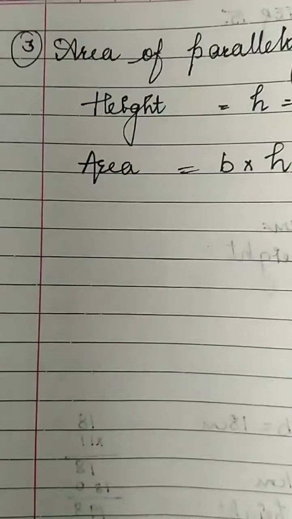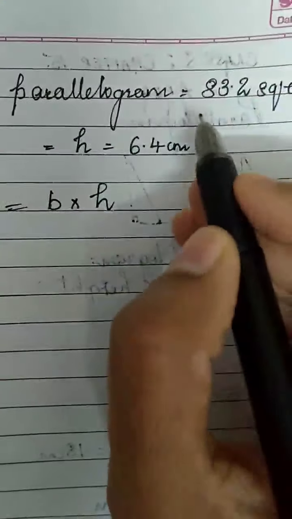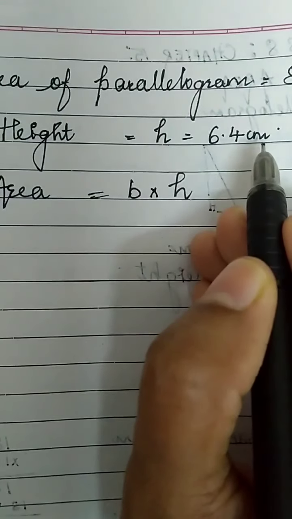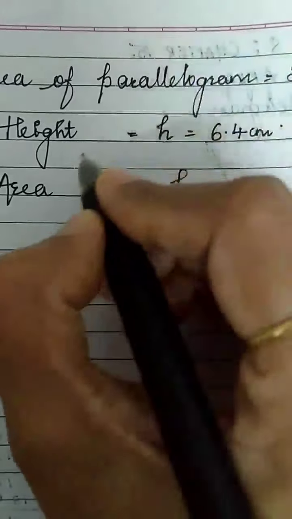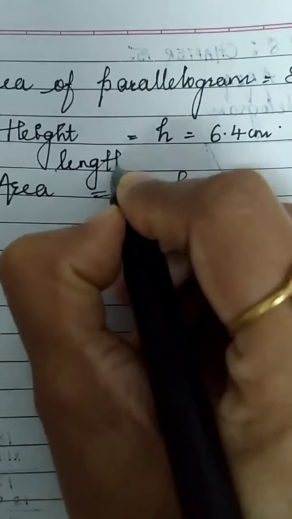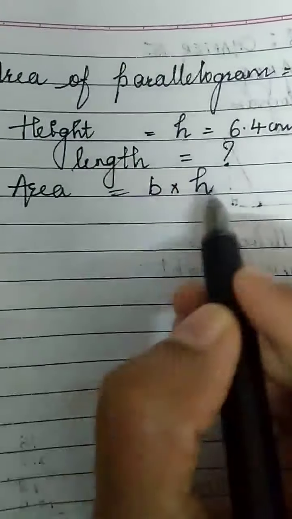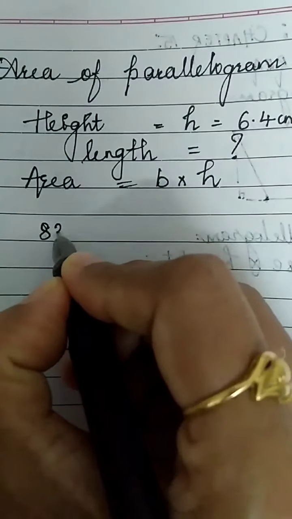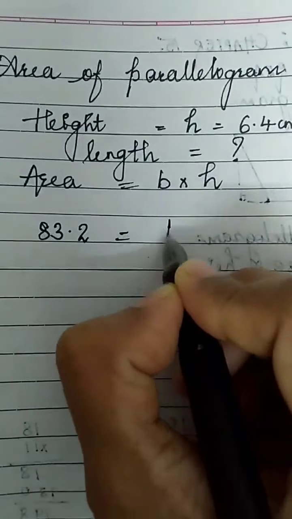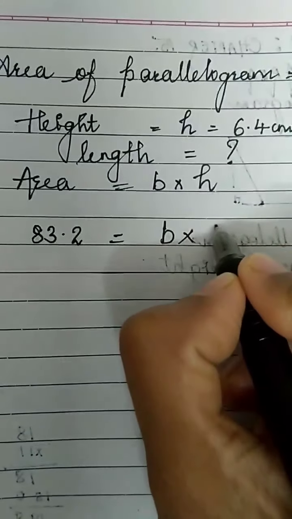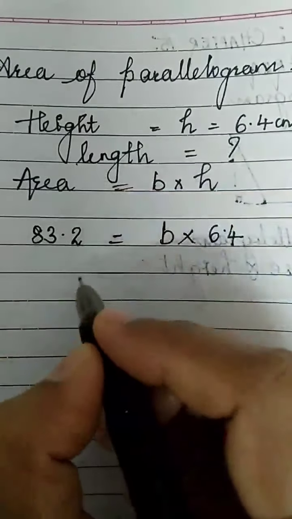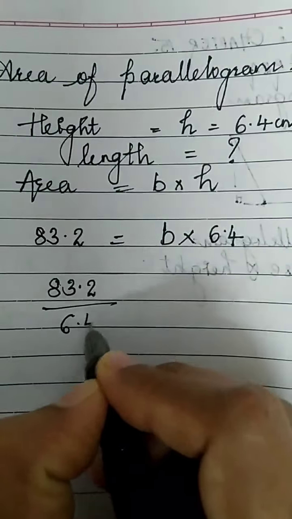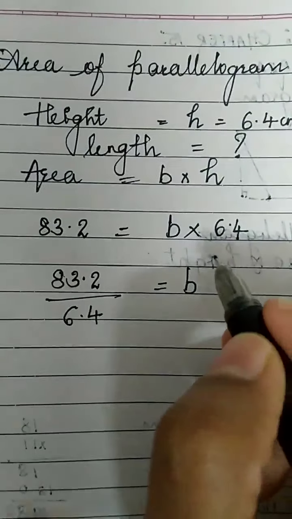In the third question, again they have given the area of parallelogram as 83.2 square centimeter. Height is given as 6.4 centimeter. Question is find the length. So length is to be found. Use the formula area is equal to base into height. In place of area, write the value 83.2 equal to base we don't know into height given as 6.4. Bring 6.4 to the other side. Multiplication will become divide. 83.2 divide by 6.4 is equal to base.